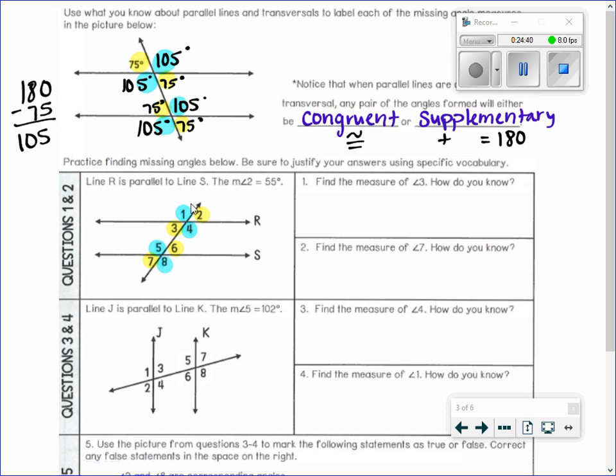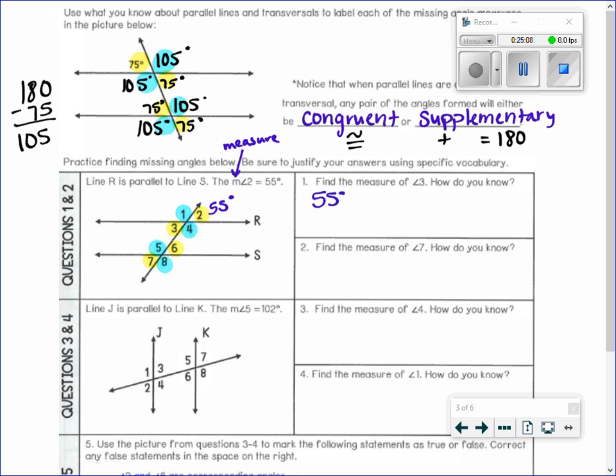Right here it says line R and S. Line R is parallel to line S. The m angle 2, that stands for the measure of angle 2, is 55 degrees. So that means every single yellow is 55 degrees. So find the measure of angle 3. What's angle 3 going to be? 55 degrees.